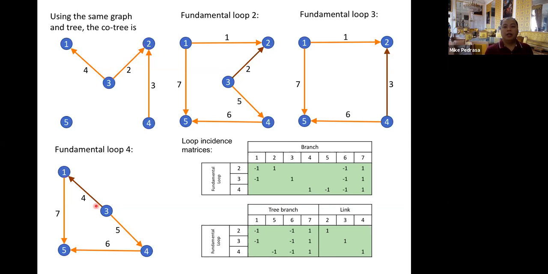Now, let us construct the fundamental loop incidence matrix. Again, the columns are the branches, branch 1, branch 2, up to branch 7. Then we have 3 fundamental loops: fundamental loop 2, fundamental loop 3, and fundamental loop 4. The first row here corresponds to fundamental loop 2. Take note that fundamental loop 2 has branches 1, 2, 5, 6, and 7.